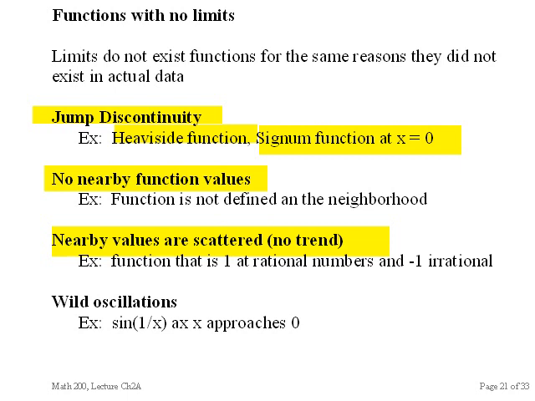There could be no trend, just like there was with no data. The function could seem to be very, very scattered. One example is a function that is 1 at rational numbers and -1 at irrational numbers. It just never settles down. It doesn't really oscillate because, of course, you have more irrational numbers than you do rational numbers. Then the fourth reason is, again, wild oscillations. Some functions oscillate wildly. Sine of 1 over x, as x approaches 0, oscillates so wildly the computer can't even draw it, and in that case as well, there is no limit.